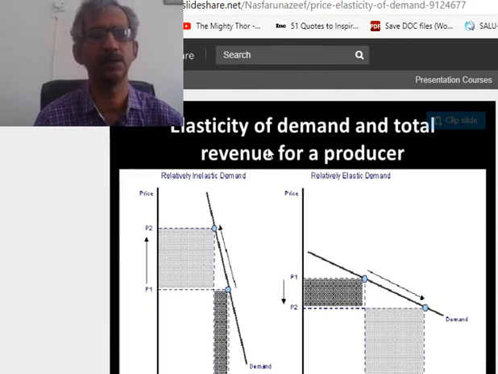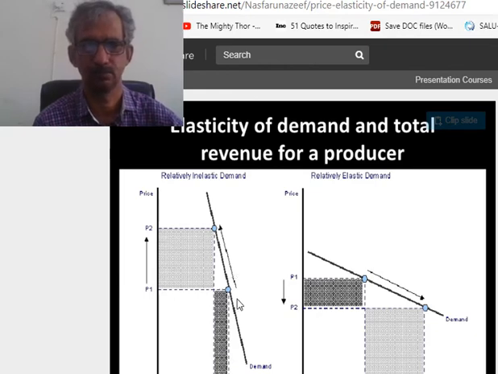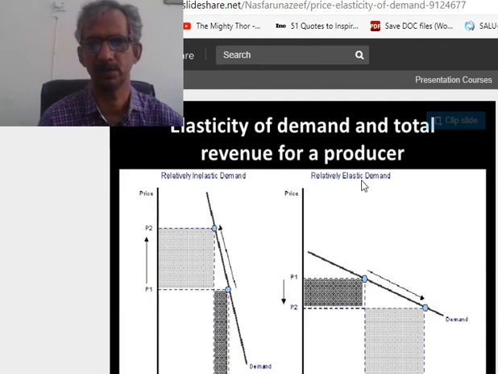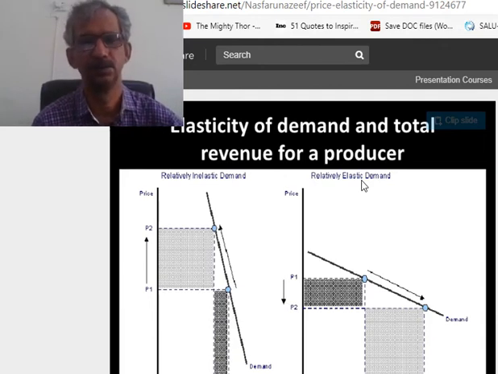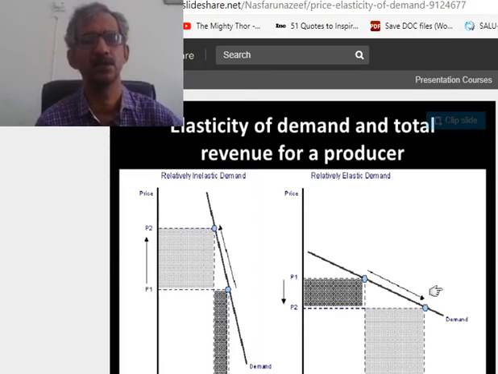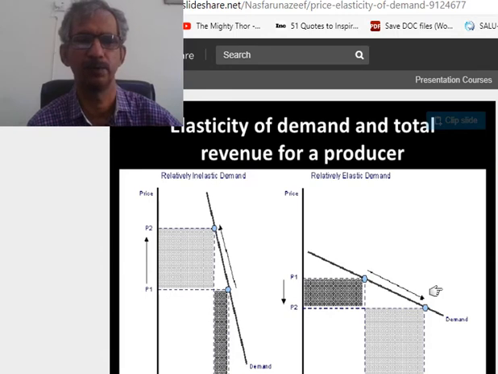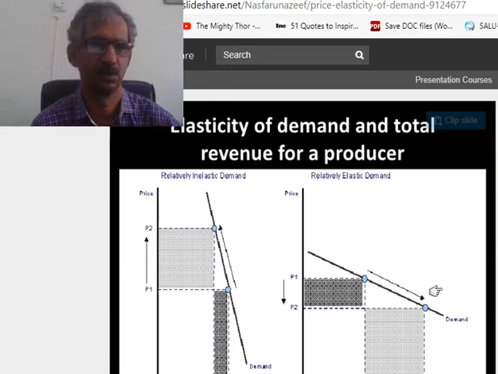What will be the effect of the elasticity of demand on the total revenue of the producers? You can see that if the product has inelastic demand, then a price increase will increase the revenue of the firms. If the product has elastic demand, with increasing price, the revenue of the firm will fall, because people will react more than the sellers expect.